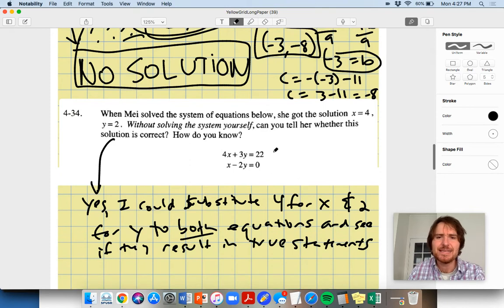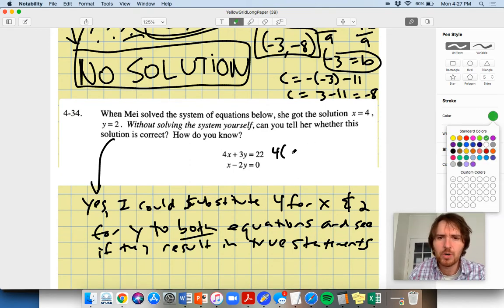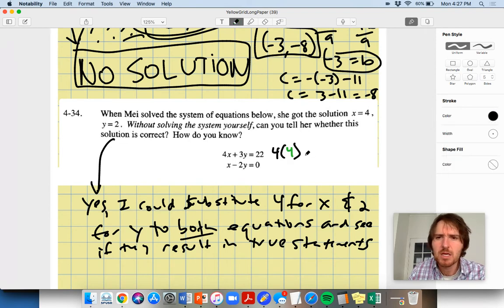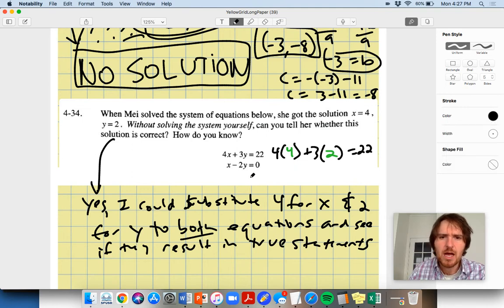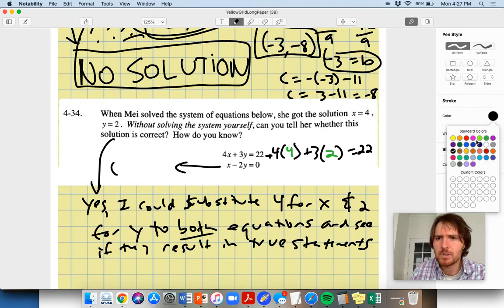But if we take these, and I take 4 times, and x is 4, well, that's great. If you show your work on this one too, just to really show that you got it, plus 3, and then y is 2, and let's close parentheses, this equals 22. And then we're taking this one here. We took this one here, and now x is 4.